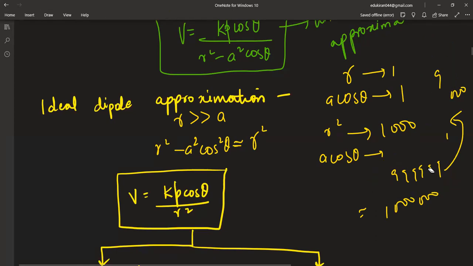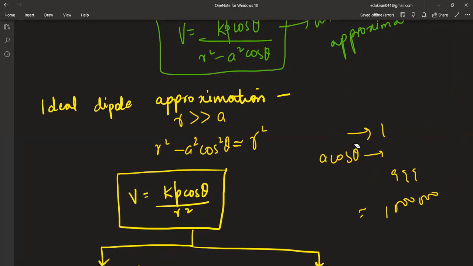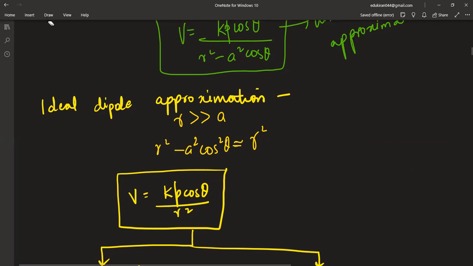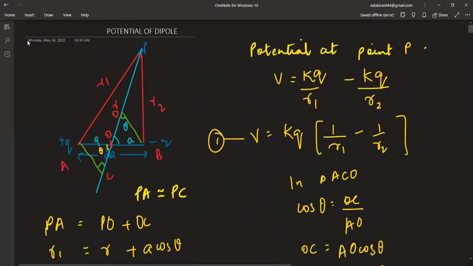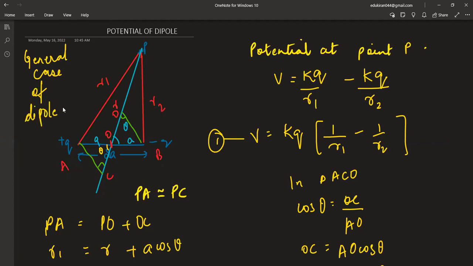This is the condition you have to check before solving, whether you have to use the formula without approximation or with approximation. How will you check? You will check by this. Coming to the axial and equatorial line, we didn't discuss it. This is just a general formula, a general case of dipole. No axial point, no equatorial point. This type of derivation we didn't do in electric field. There we had two separate derivations for axial and equatorial.